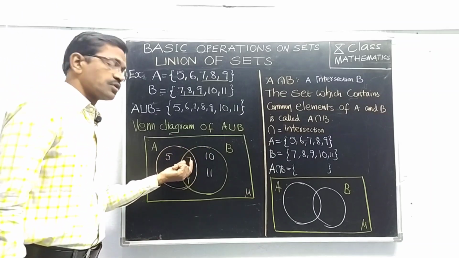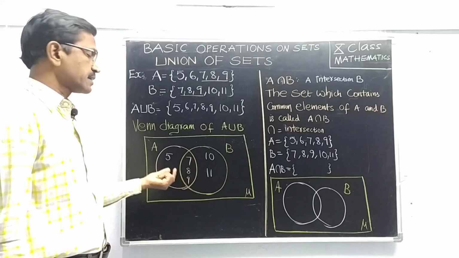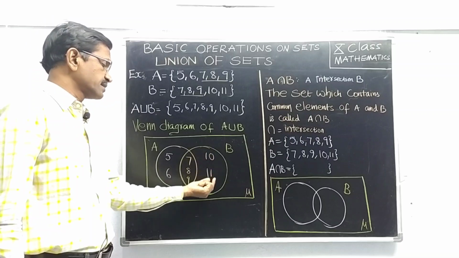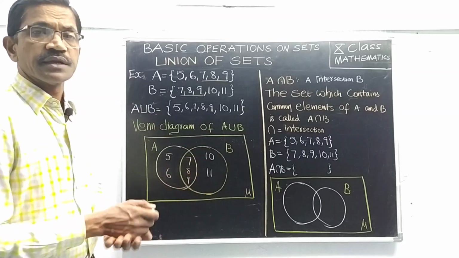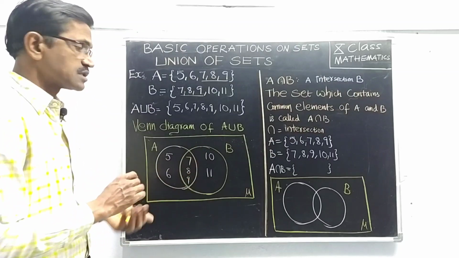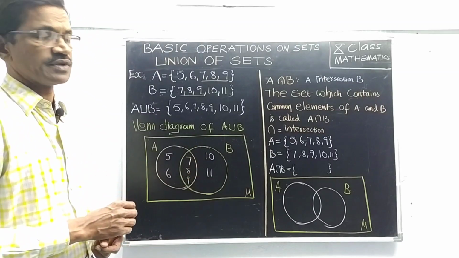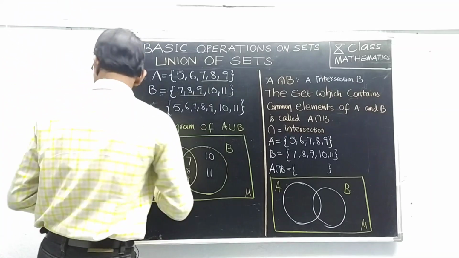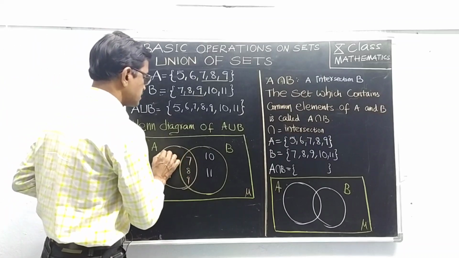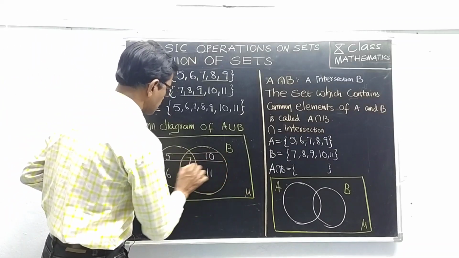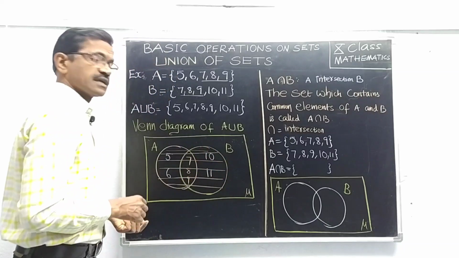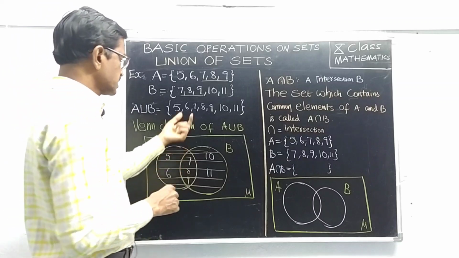First of all, we have to write common elements, and write only elements in A in this part, only elements in B in this part. All together it denotes the A union B. Sometimes you are asked to shade the region of A union B. If you are asked to do that, you have to shade the total region like this, with horizontal lines in this way. This is the method.